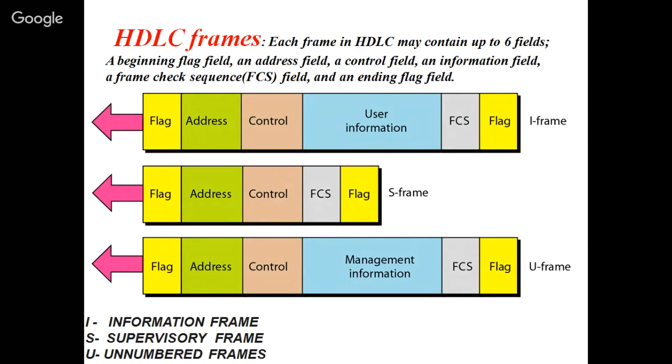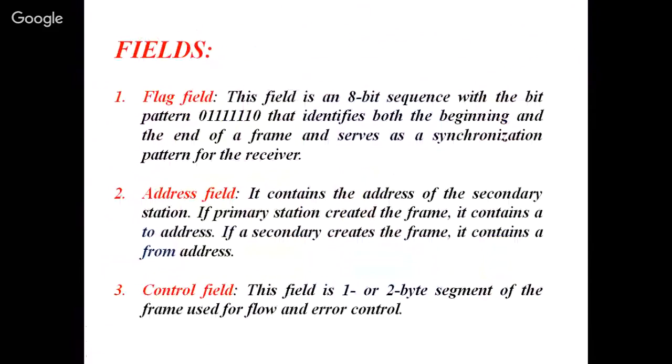Each frame in HDLC may contain up to six fields: a beginning flag field, an address field, a control field, an information field, a frame check sequence, that is FCS field, and an ending flag field. The fields which are used in the frames: number one is the flag field. This field is an 8-bit sequence with the bit pattern 0 1 1 1 1 1 1 0 that identifies both the beginning and the end of a frame and serves as a synchronization pattern for the receiver.